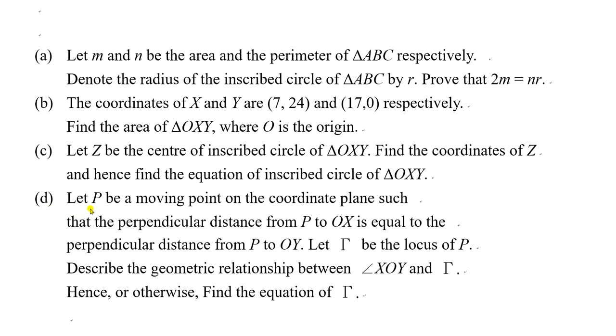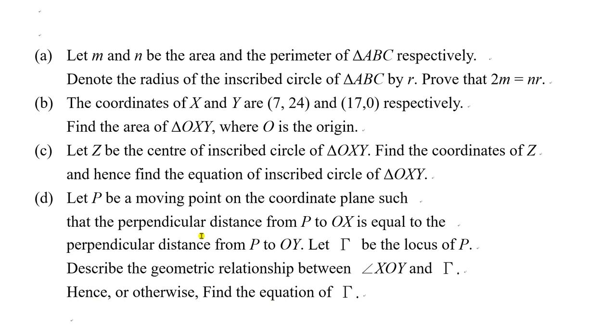D, P is a moving point on the coordinate plane. How does it move? It moves in a particular way. The perpendicular distance from P to OX is equal to the perpendicular distance from P to OY. Let gamma, this letter means a Greek letter, gamma, be the locus of P. That means P will move in a particular way, then the trace we call a locus, okay? The trace of point P's movement we call a locus. Describe the geometric relationship between angle XOY and gamma. Hence or otherwise find the equation of gamma.